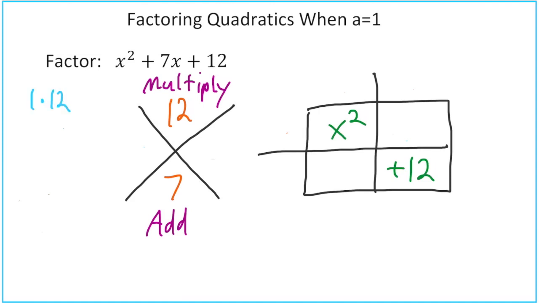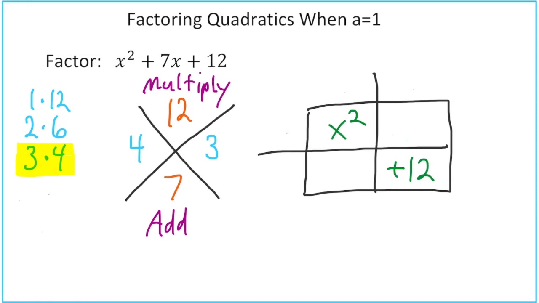1 times 12, 2 times 6, and 3 times 4. That's all the ways that we can multiply to make 12 using whole numbers. So look at that list. Which pair in that list will add up to 7? 3 times 4. So those are the numbers that go into our diamond, 4 and 3.